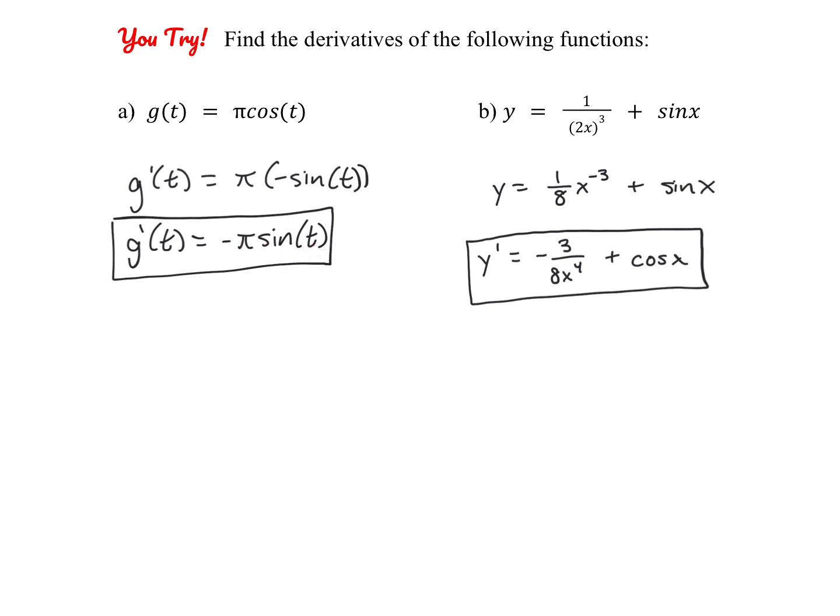And then here we're going to evaluate the derivatives of each part separately. Remember that this is 1/8 x to the negative 3. Remember to cube the 2 as well. So you can use your power rule for this. So this becomes negative 3/8, so negative 3 over 8x to the 4th. And the derivative of sine is just cosine. So we just say plus cosine of x.